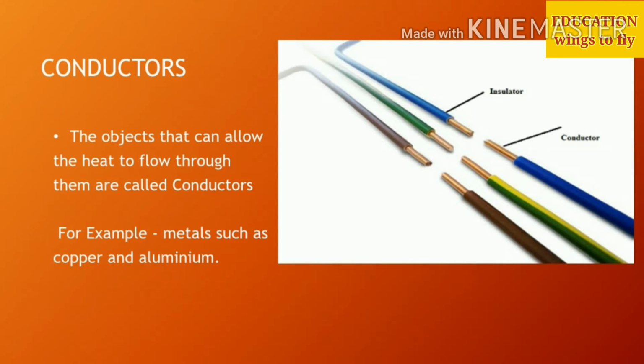So now students, we will talk about conductors. The objects that allow heat to flow through them are called conductors. For example, metals such as copper and aluminium. In the picture you can see a copper wire, which is a good conductor of heat as well as electricity.